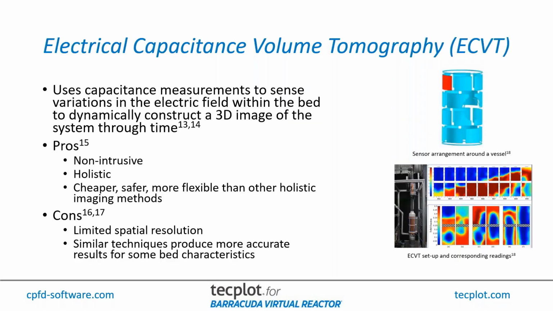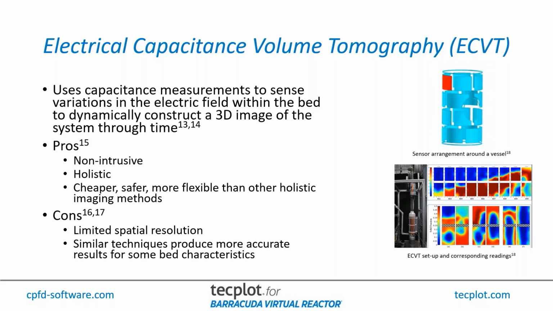The final method we'll discuss is a relatively newer approach, which was first conceptualized in 2003, called electrical capacitance volume tomography, or ECVT. This method uses capacitance sensors distributed three-dimensionally around a fluidized bed, as illustrated in the upper right image, and it takes high-frequency measurements to sense variations in the electric field of the bed. These readings allow for construction of 3D images of the bed through time.